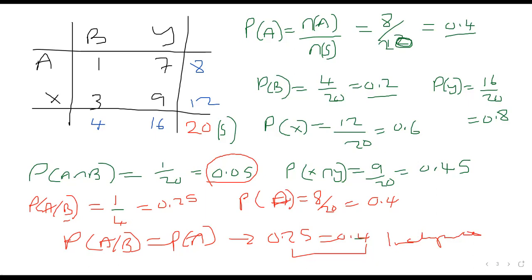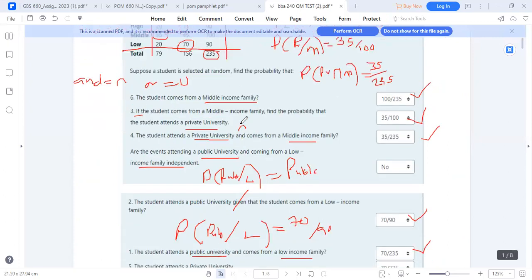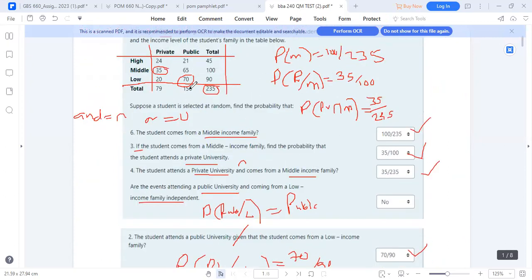So there was a question that they asked here to say, are the events public university and coming from low income independent? Question is, what is the condition for independence? It must be public given low must be equal to what? Public. So let's find the probability of public. What is the probability of public? It is 156 over 235.